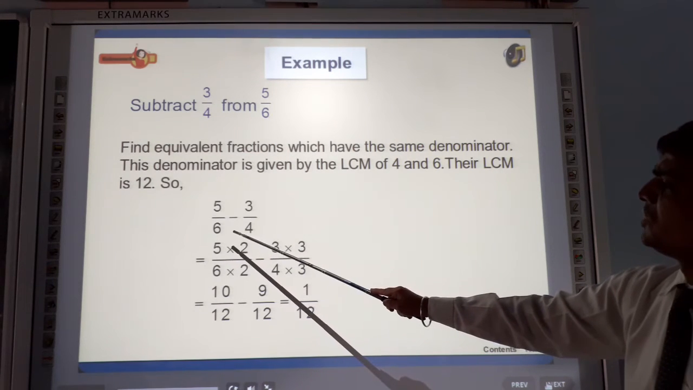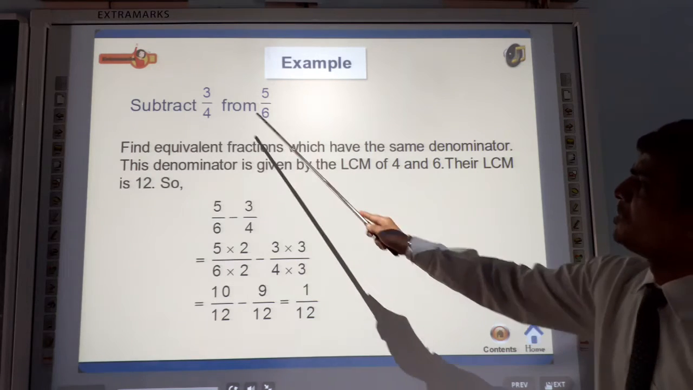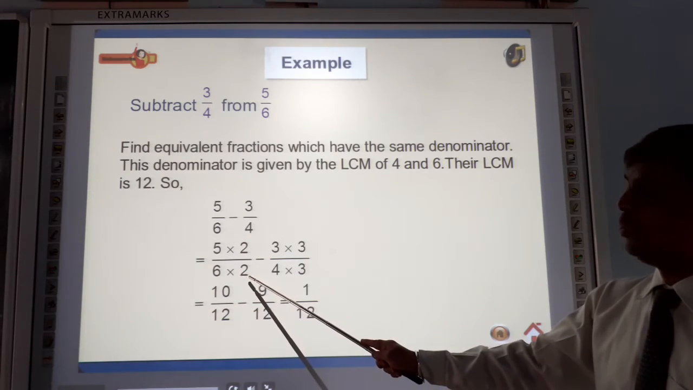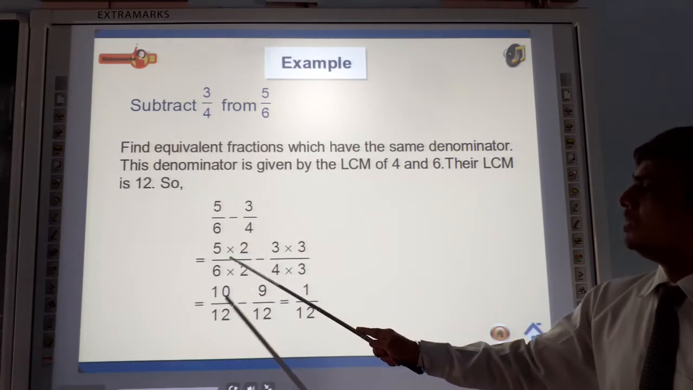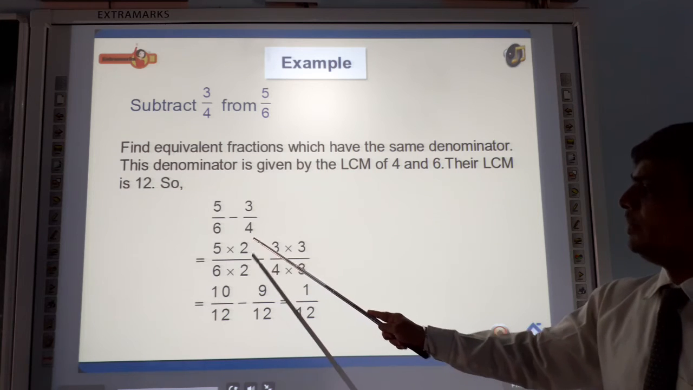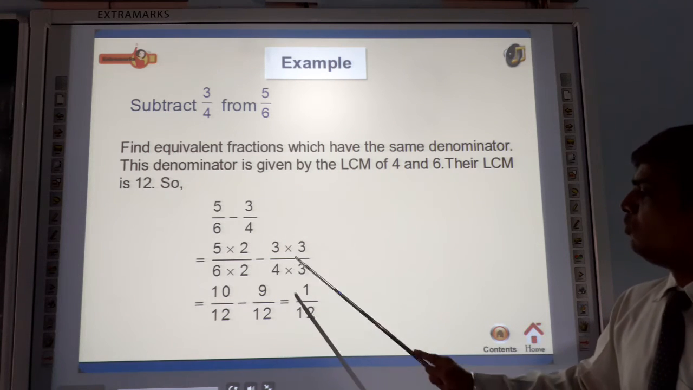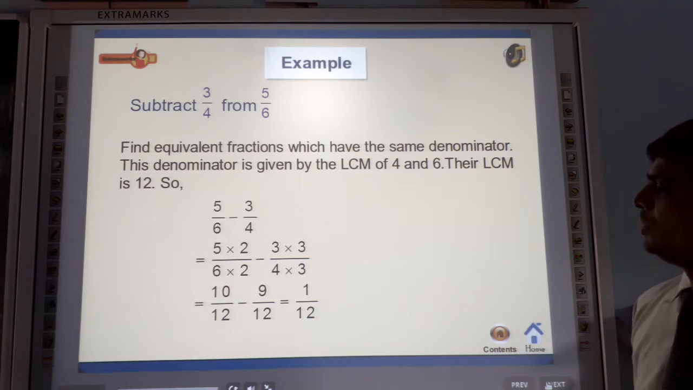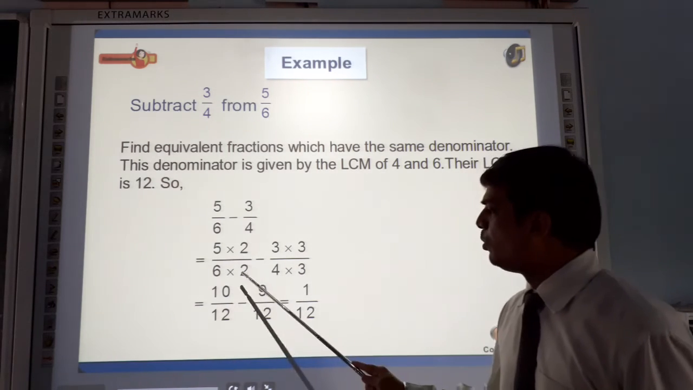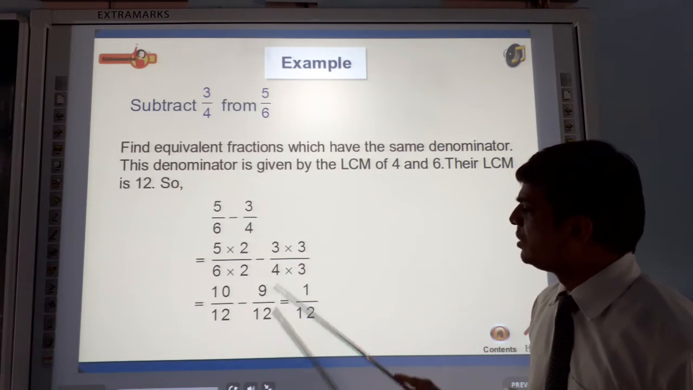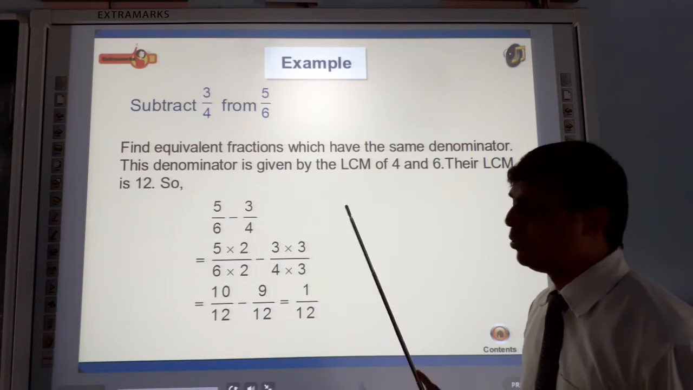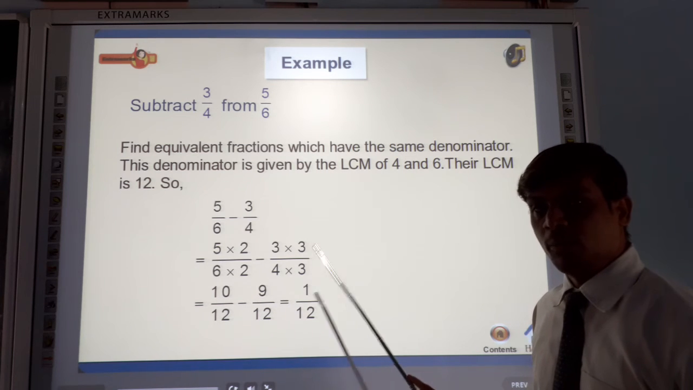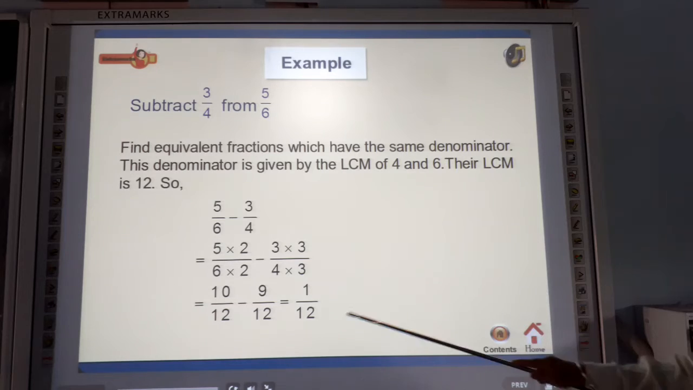So 5 upon 6 minus 3 by 4. LCM is 12. 6 multiplied by 2 is 12, so numerator and denominator are multiplied by 2. Minus 3 by 4. 4 multiplied by 3 is equal to 12, so numerator and denominator are multiplied by 3. 5 twos are 10 upon 6 twos are 12. 10 upon 12 minus 3 threes are 9 upon 4 threes are 12. Okay, so the denominator is the same. 10 minus 9 is equal to 1 upon 12. Okay student, look at this.